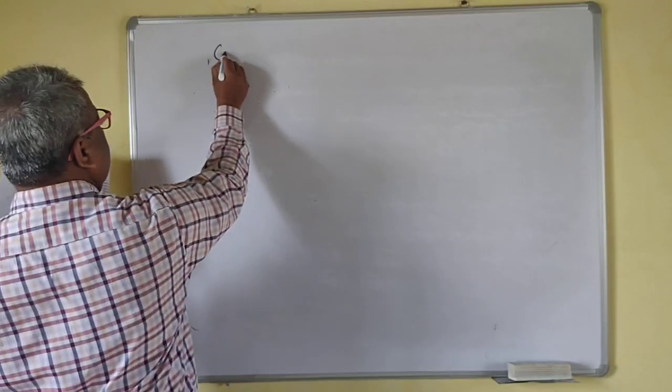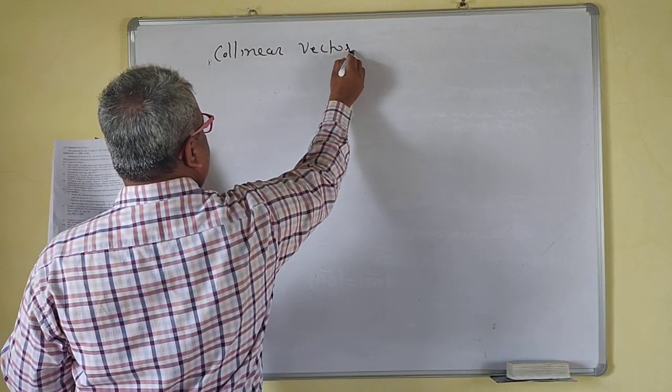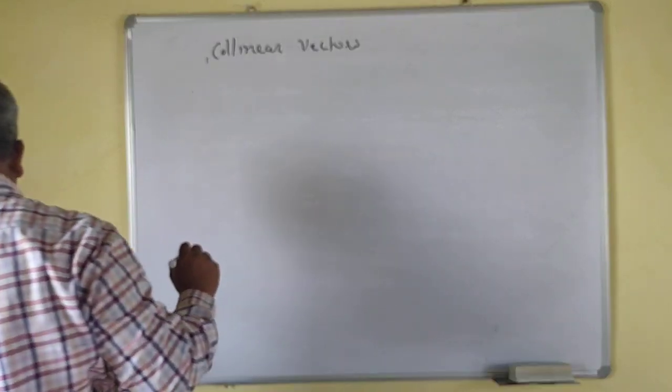Next, very important. Now, this is what? Collinear vectors.